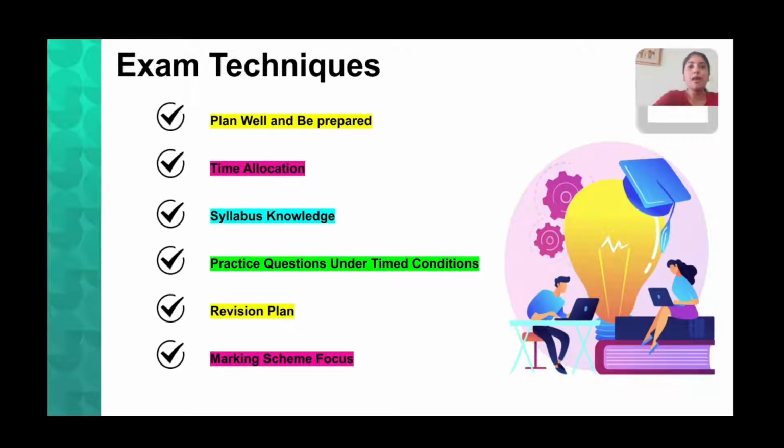Finally is the marking scheme focus. Now, no matter what you learn, if you don't know what the examiner expects exactly, you won't be able to attempt your paper successfully. So you need to know what the mark scheme is, how the examiner marks your answer, your workings, what they expect, all of that. And I'm going to cover that in the next slide.